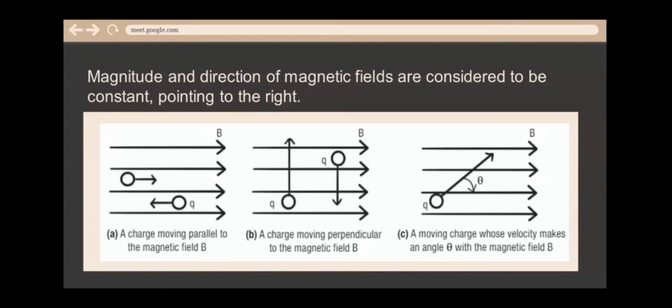And in the last figure, the charge is moving at an angle with the magnetic field, so the velocity component of the charge which is perpendicular to the magnetic field will give rise to the magnetic force on the charge, where the force is smaller than the maximum possible force, and the component of the velocity parallel to the magnetic field will yield no magnetic force on the charge.